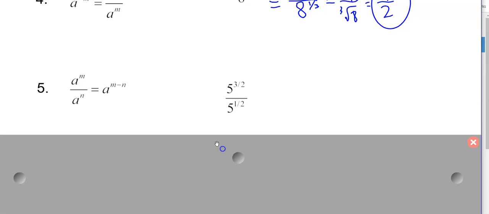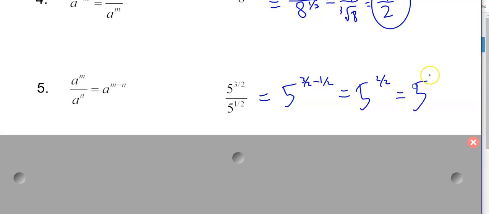And this one, the rule is with division, you subtract the exponent. So same thing here. The bases are the same, so the base is 5. We're going to subtract the exponent, so 3/2 minus 1/2, which is 5 to the 2/2, which is 5 to the first, or 5.